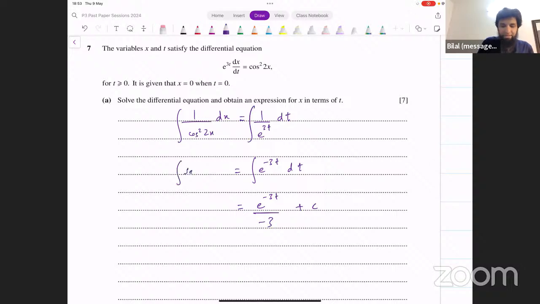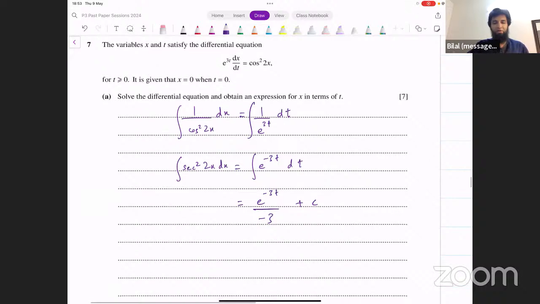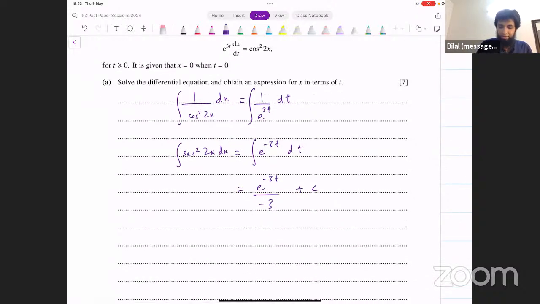integration of secant square 2x. And secant square, you know how to integrate directly. You know that the integration of secant square is tan, right? The derivative of tan is secant square, integration of secant square is tan. So this integrates to tan of 2x, but then you have to divide by the derivative of this, so tan 2x over 2. That's how you would integrate this, and then you can input these values, find the value of c, and then make x the subject. The rest of it you can do.